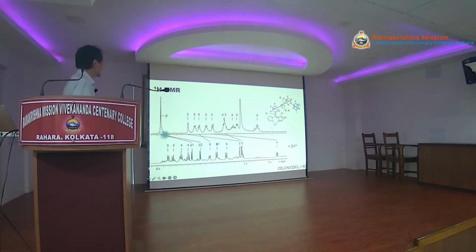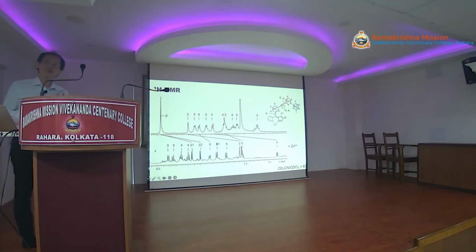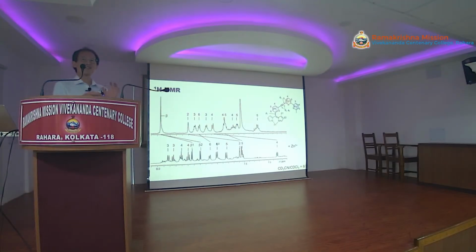Here is the proton NMR of this molecule, and we put zinc ion here. The proton NMR shifts greatly, with some peaks going upwards and some going downward. So, how do we know the structure in solution? If we get a crystal structure, the solid-state structure is known. But how do we know that the structure in solution is similar or the same as in the crystal structure? That's a very challenging question to solve.